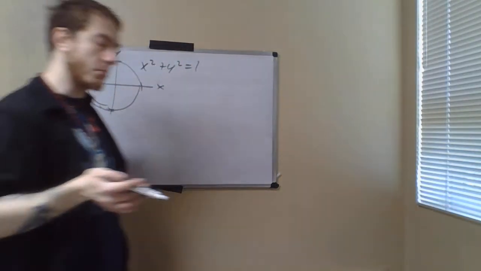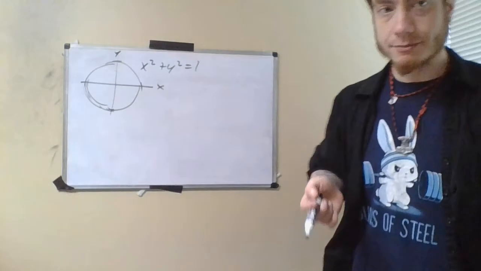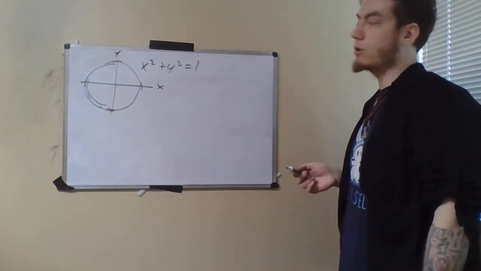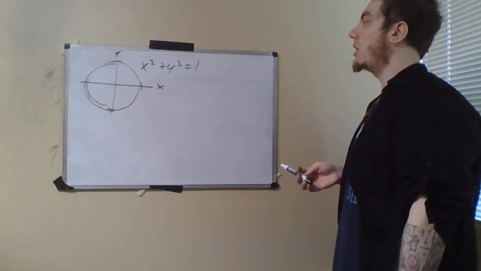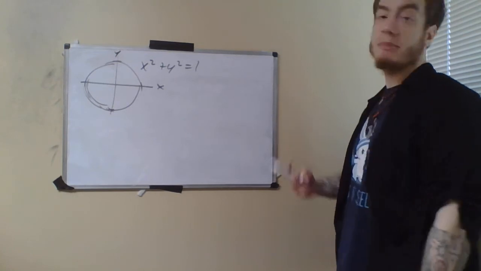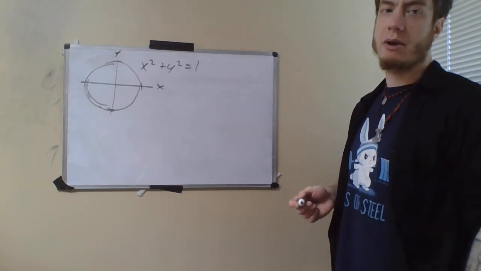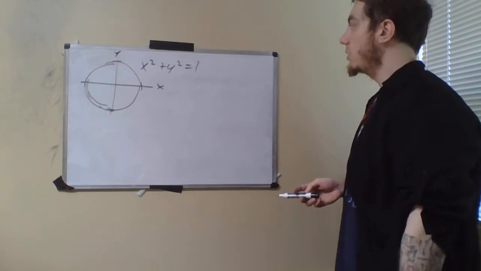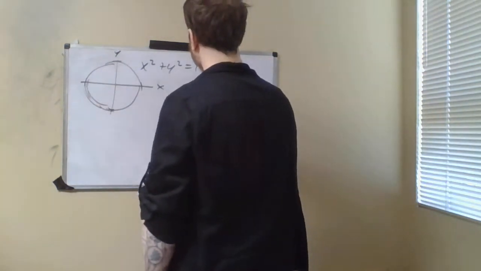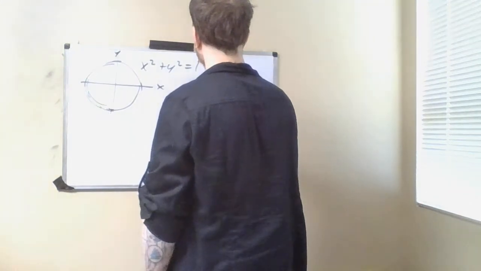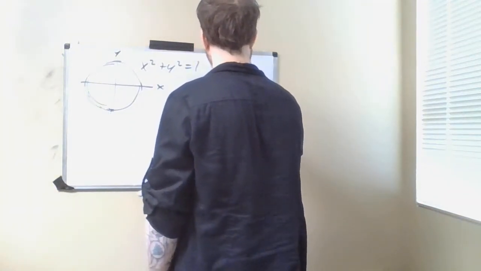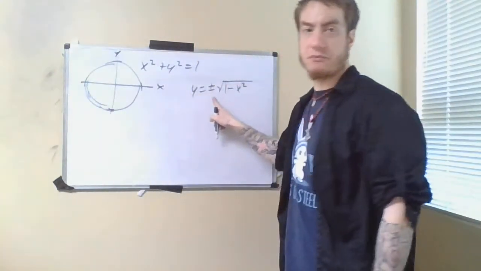Hopefully, everybody remembers equations for circles. Okay, so x squared plus y squared equals 1. Well, what's the problem with this? The problem is that we cannot write y as a function of x. We also cannot write x as a function of y, right? The problem is that I get something like y is plus or minus the square root of 1 minus x squared. Well, this is not a function.